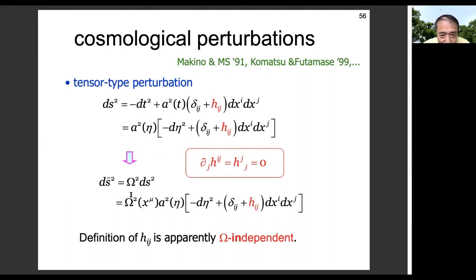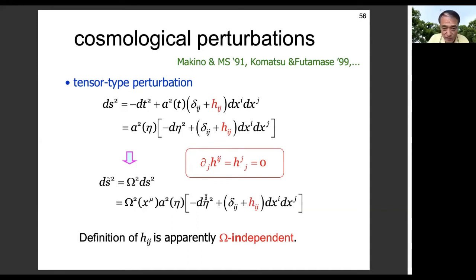As you can see, if you do some conformal transformation, it just affects the total scale factor component and never affects the remaining conformal metric. So this means that the definition of the transverse traceless tensor perturbation is conformal frame independent. If you can evaluate these fluctuations, say tensor type perturbations, in one frame, then you should have exactly the same result for the other frame.